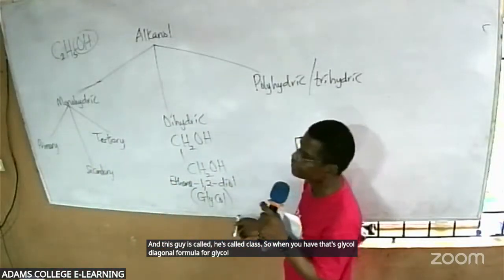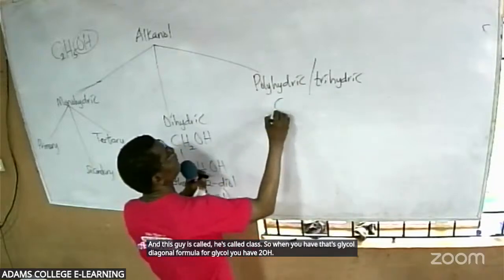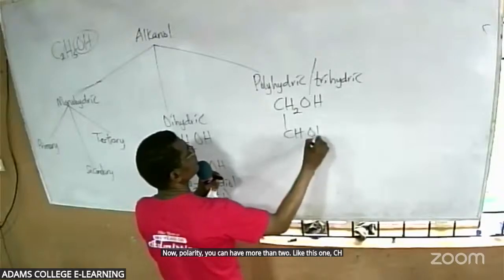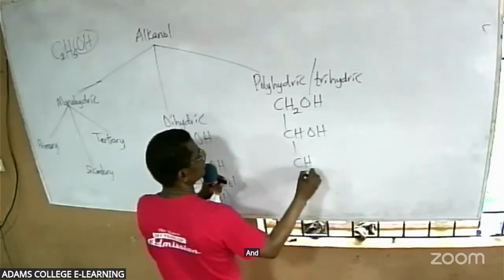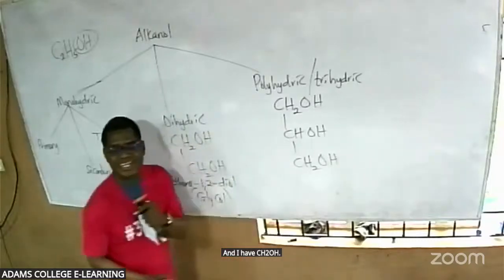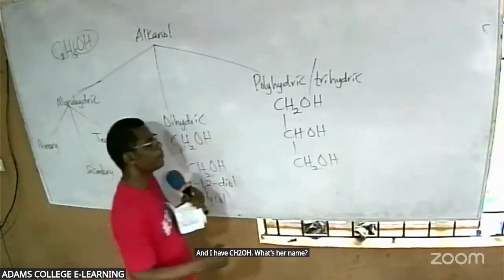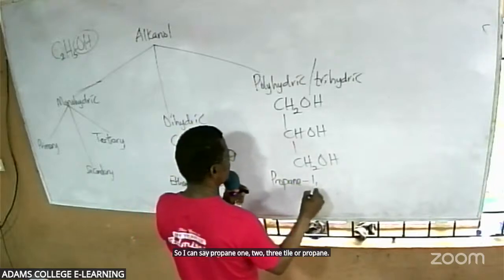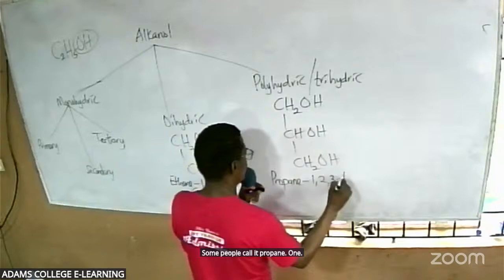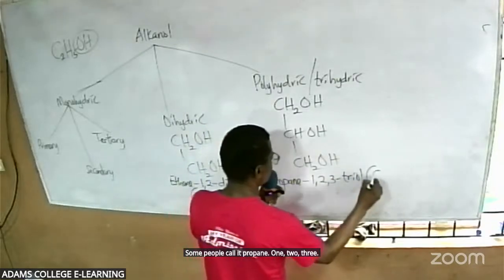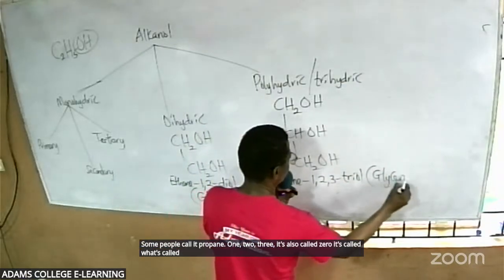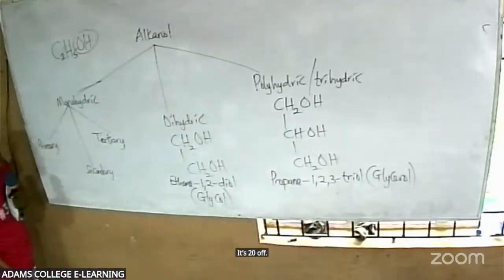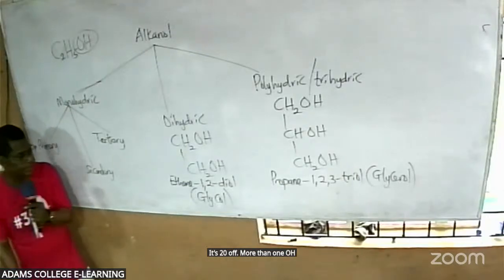You have 2 OH. Now, polyhydric, you can have more than 2, like this one, CH2OH, CHOH, and CH2OH. When you have 3 carbon atoms, what's your name? Propane. So I can say propane-1,2,3-triol. It's also called glycerol. So when you have more than 1 OH, then you are polyhydric.